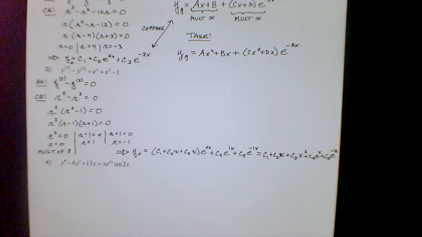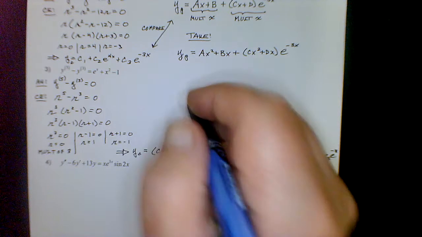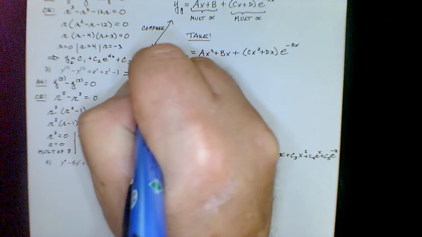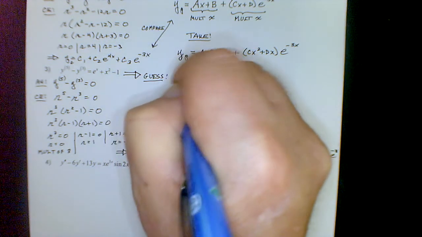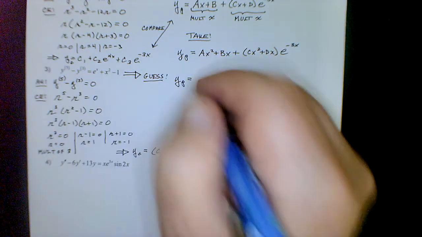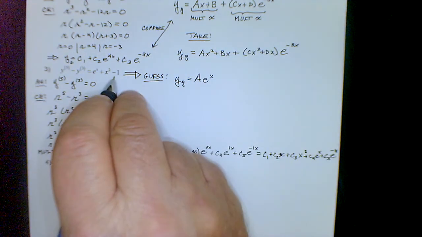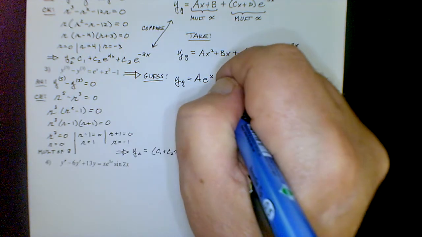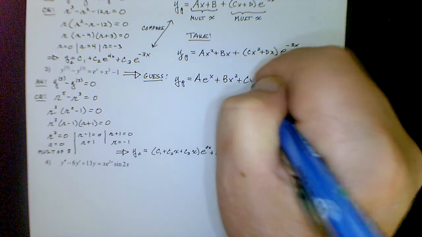Okay, so then back up here, we're going to make our guess. So from this, our guess for y sub p is, okay, we've got an e to the x, so we need an a e to the x. And then we've got an x squared minus 1. So, remember, we're going to include all possibilities. So, bx squared plus cx plus d.